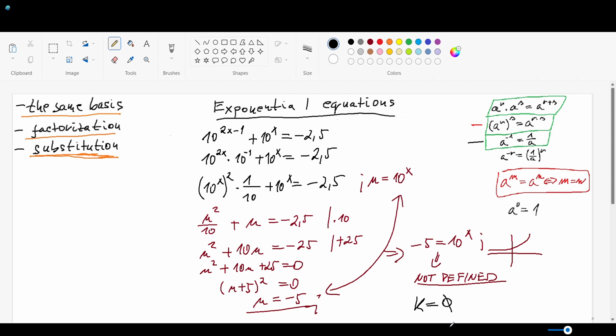Okay, so these were two quite easy examples of how to solve exponential equations by using the substitution.